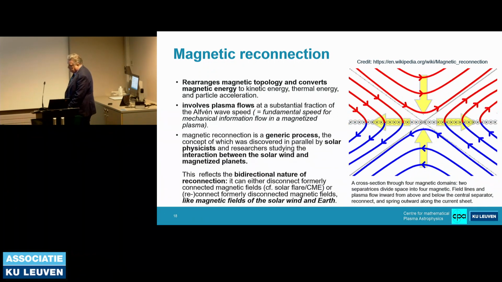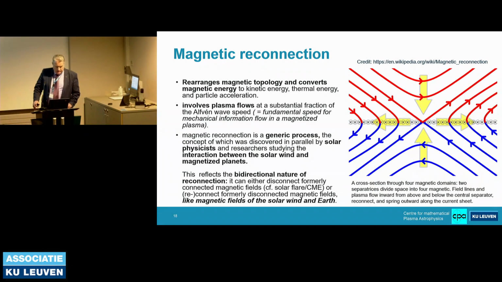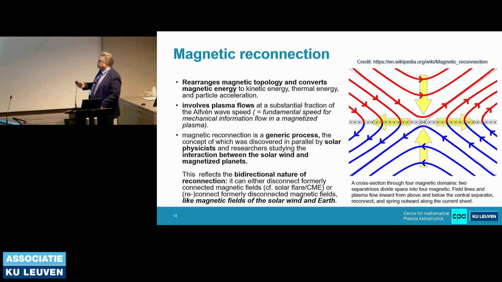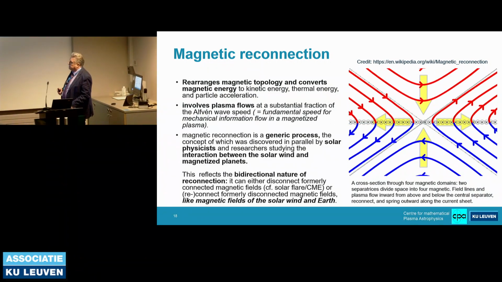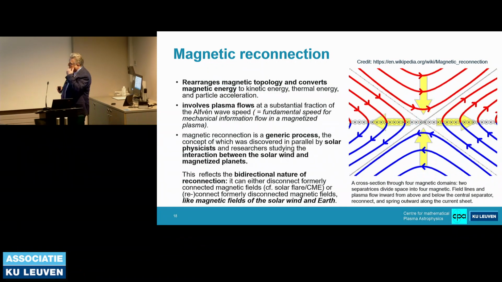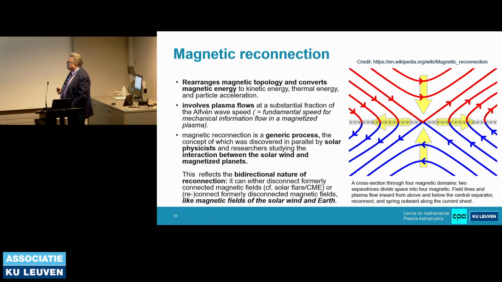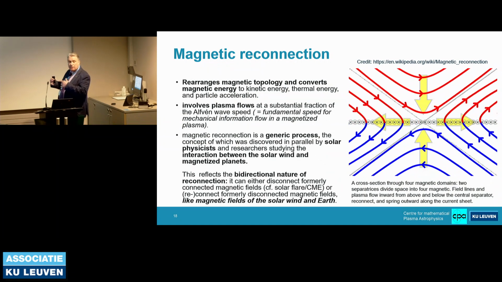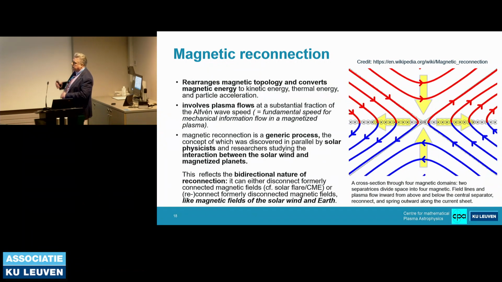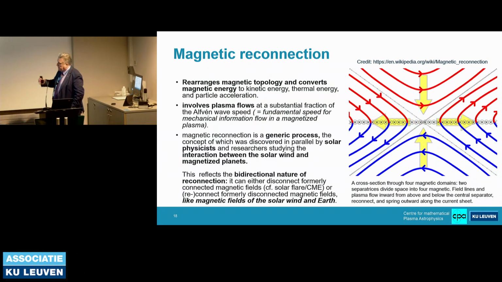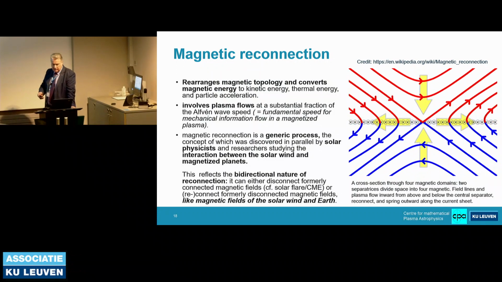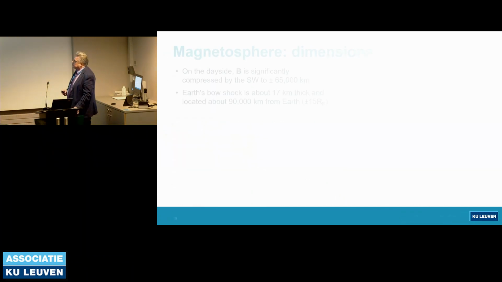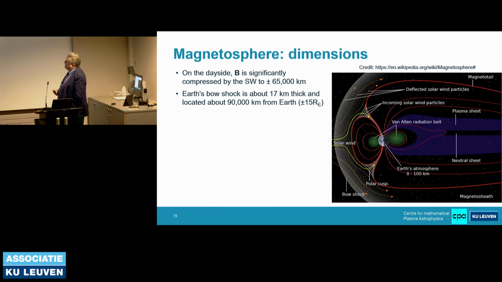Magnetic reconnection is a generic process, and the concept was actually discovered in parallel by solar physicists and researchers that were studying the interaction between the solar wind and the magnetized planets. This reflects the bidirectional nature of the reconnection. So it can either disconnect formerly connected magnetic fields, like in a solar flare or in a CME, or it can connect or reconnect formerly disconnected magnetic fields, like the magnetic fields of the solar wind and the Earth in this interaction.